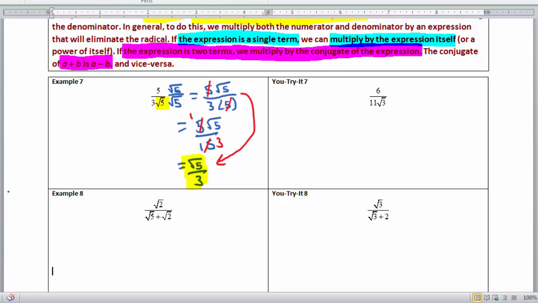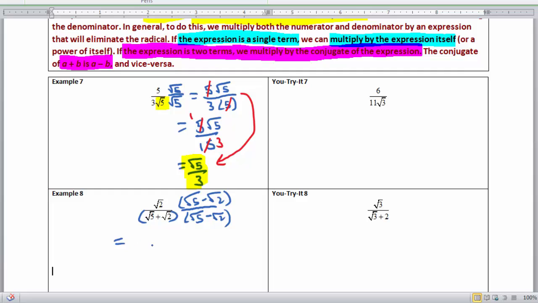Okay? So here our denominator is the square root of 5 plus the square root of 2. So that's like a plus b. So the conjugate of a plus b, we said, is a minus b. So the square root of 5 plus the square root of 2, multiplied by the conjugate, would be the square root of 5 minus the square root of 2. And again, I do it in the denominator. I also have to do it in the numerator. So I multiply the numerator and denominator by the square root of 5 minus the square root of 2.